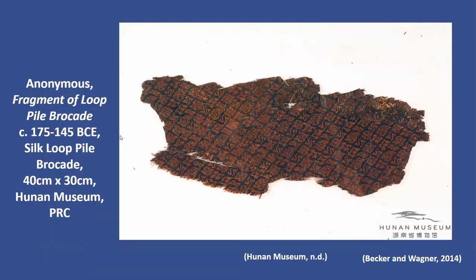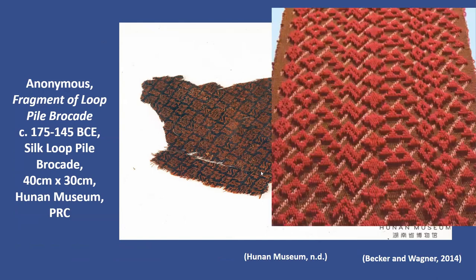Speaking of the brocade, here's an example. This is what it looks like. I don't think it's the exact brocade, but this is a good idea. The patterns are made up by uncut loops on, I think, an even weave background. And here is Beck and Wagner's magnified creation of this type of brocade. You can see that the loops make the pattern, and this gives a visual interest as well. This would be a really, really luxurious, rich looking garment when it was brand new, when it was not buried in the ground.